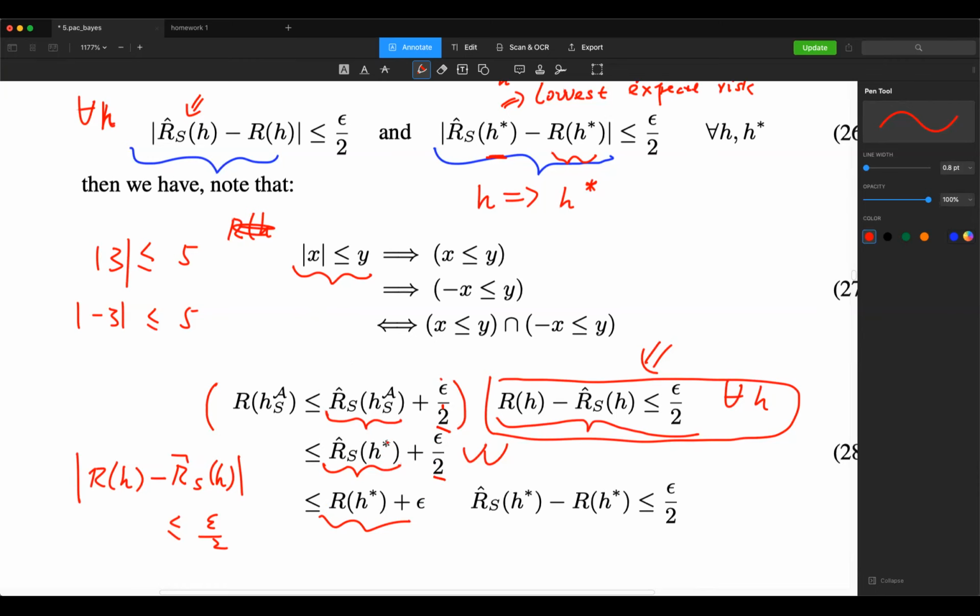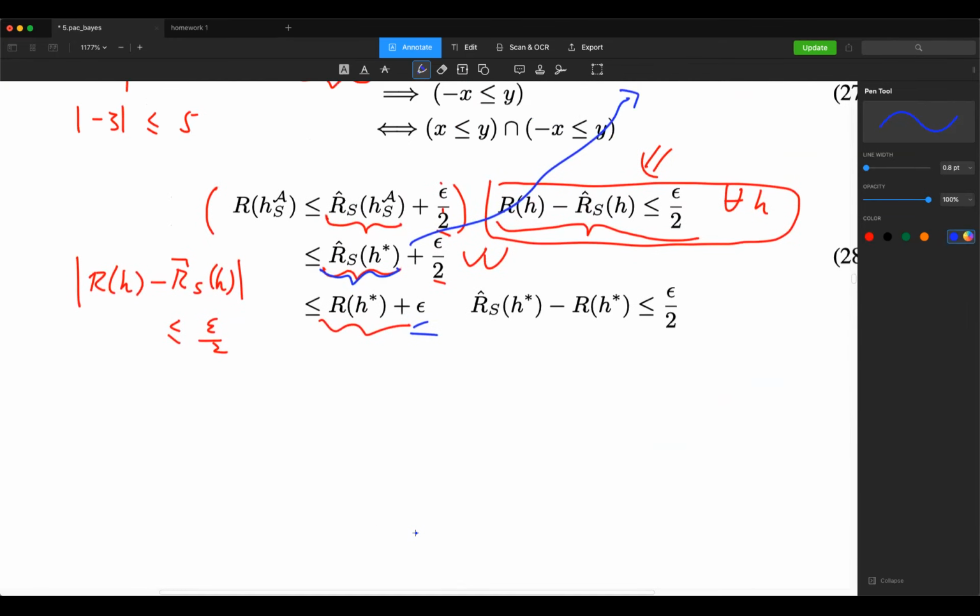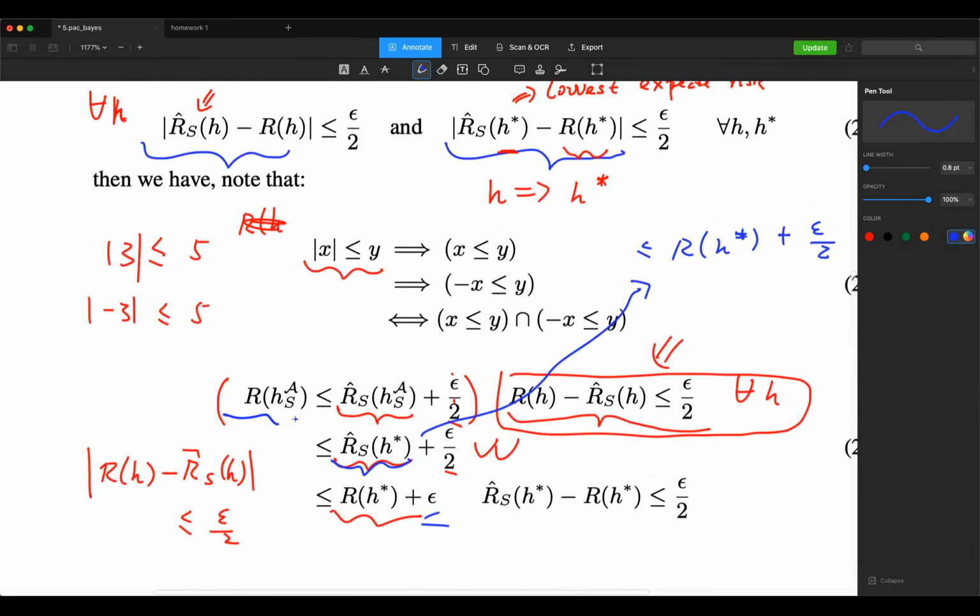So basically, we're just getting this. This is less than so. If you're still worried about that, I'm just going to spell it out for you. This is going to be less than R(h) plus epsilon 2 divided by 2, and then you plus the epsilon divided by 2 together, you get this epsilon.